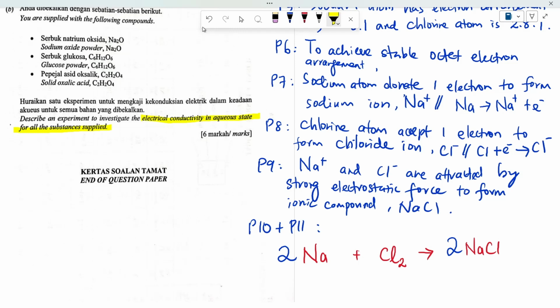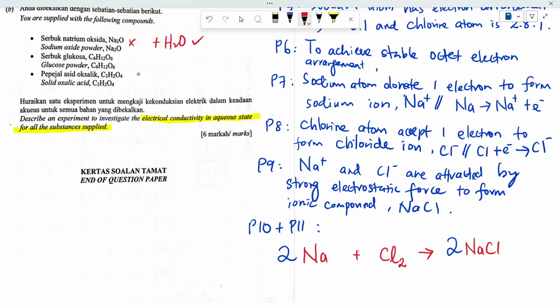Okay, before we discuss this, you have to know already what electrical conductivity is. Sodium oxide powder can conduct electricity or not? Solid can or not? Cannot. But how to make it conduct electricity? You add in the water, dissolve it in water, then it can produce freely moving ions.